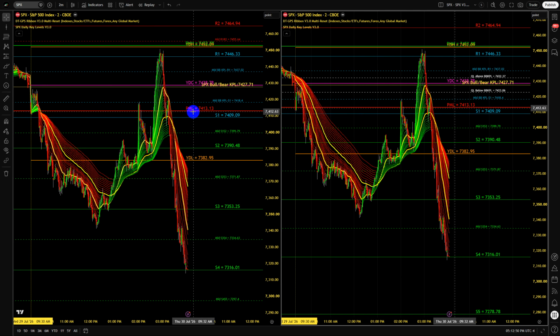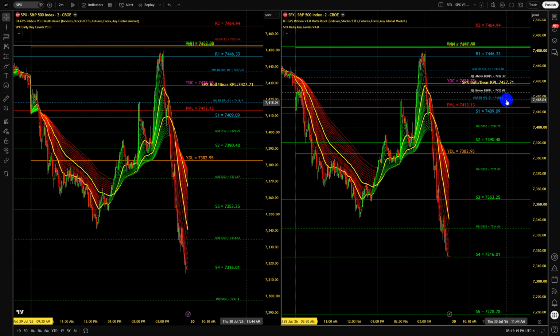If you're going to be using PML, then you would go into the SPX daily key levels indicator and go down to the section for contextual levels, bearish trade off of PML, and select either your standard stop loss or your tight stop loss for that. However, if you're using S1, then the S1 standard stop is going to be the first midpoint above S1, which is the mid BBKPL S1.